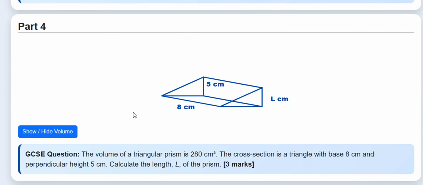Now for part 4, you are told the volume of a triangular prism is 208 centimeters cubed, and the cross section is a triangle with a base of 8 centimeters and perpendicular height of 5 centimeters. Calculate the length of the prism. So here you are given the base and the height of the triangle, but you are not given the length of the prism, but you are given the total volume. Then of course you are asked for the length of the prism. So how do we go about this?